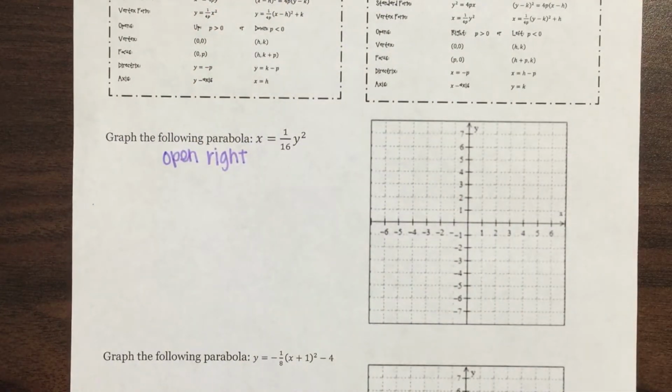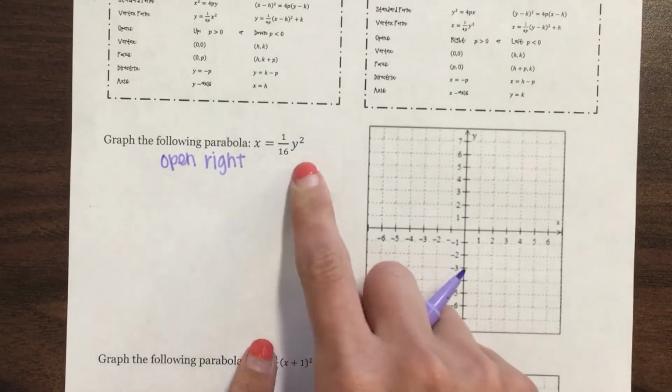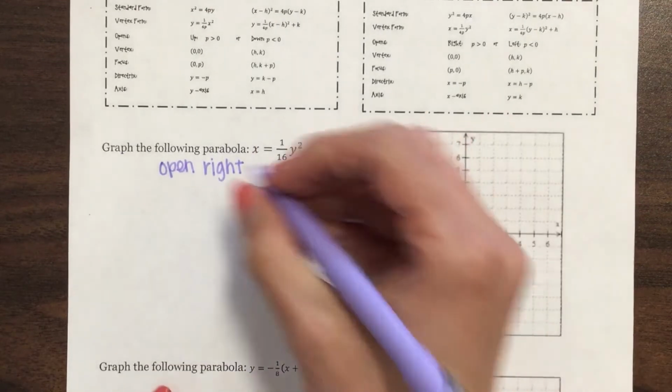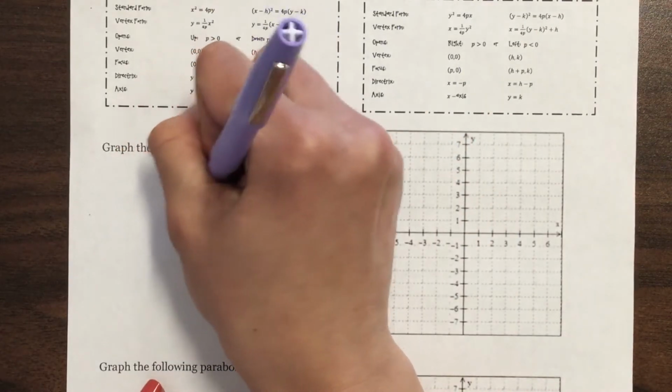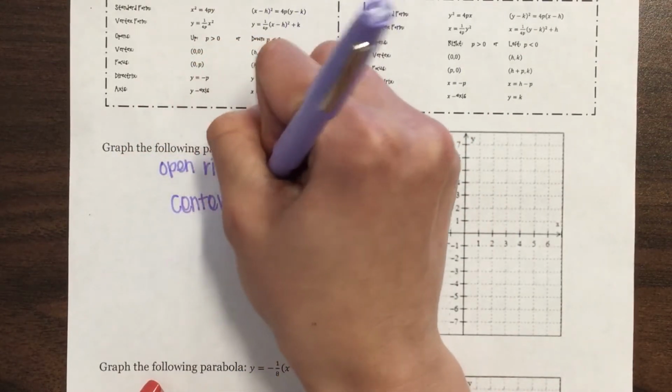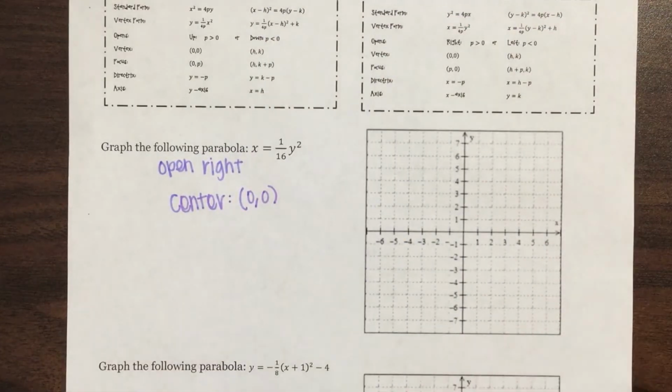Okay. Second thing we do, find the center. There are no pluses or minuses here, so the center is at 0, 0. And then the last thing we do is find our p-value.